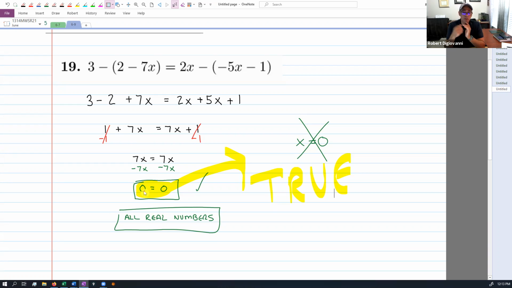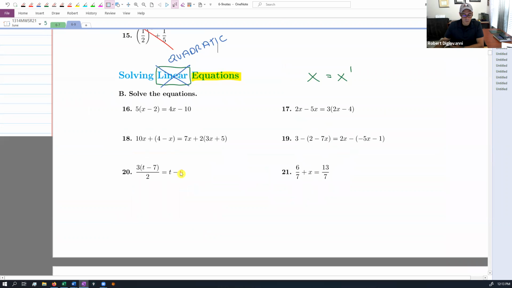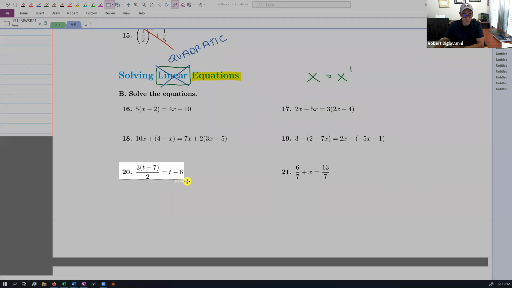So when you solve linear equations, all linear equations, you have 3 possible answers. You could get a single number, like we did in the previous examples, we got just some number. You could get all real numbers, or you could get no solution. Those are the 3 outcomes that could happen. Any questions on that? We ready to do one with fractions?